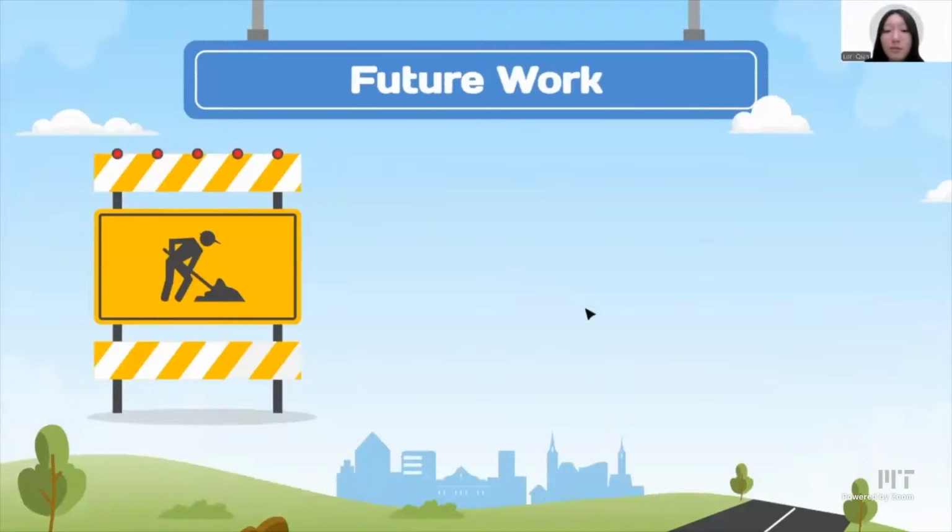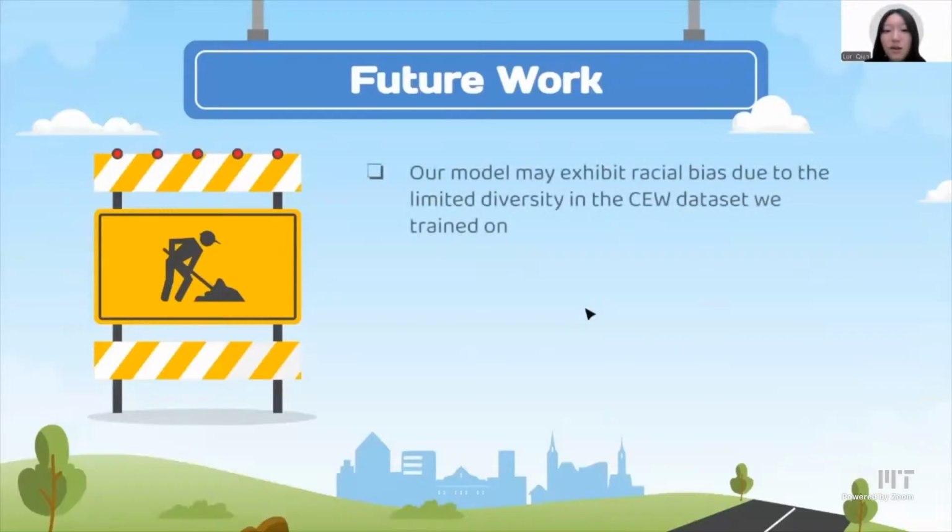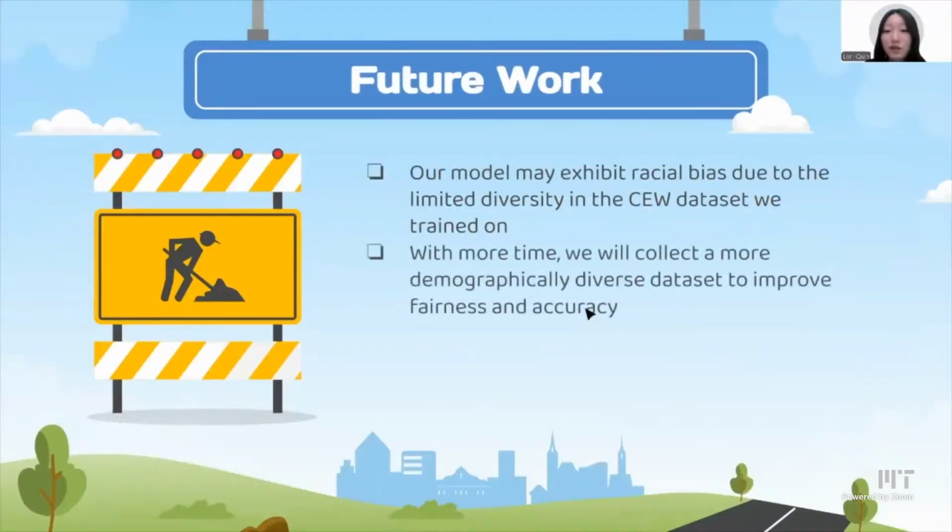If we were given more time and resources, we would focus on 2 key improvements for our future work. Our model may exhibit racial bias due to the limited diversity in the CEW dataset we trained on, and may underperform on individuals with differently shaped eyes, or varying skin tones. We would prioritize collecting a more demographically diverse dataset to improve fairness and accuracy of Insomn AI.